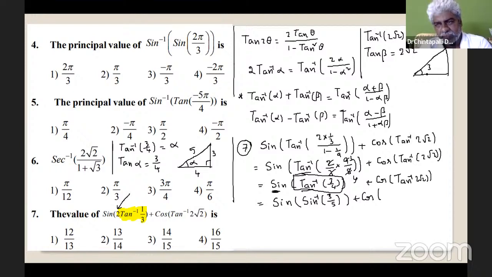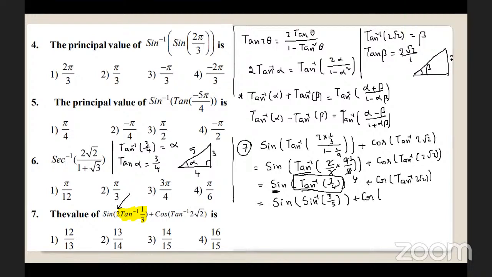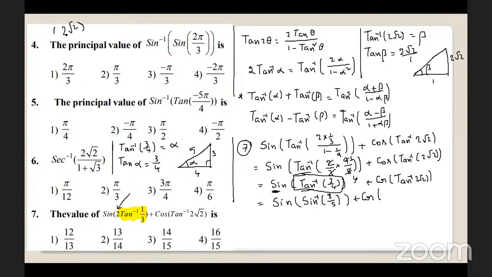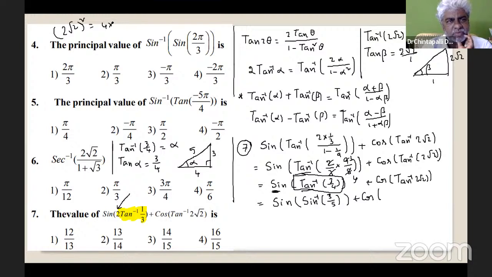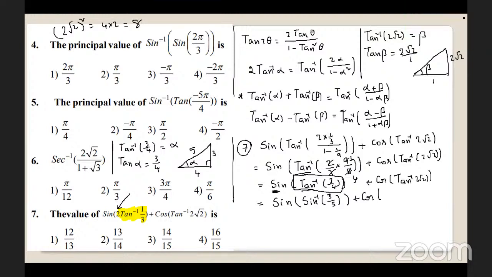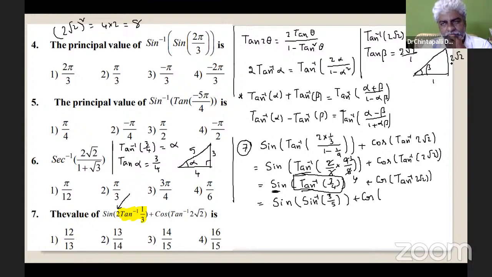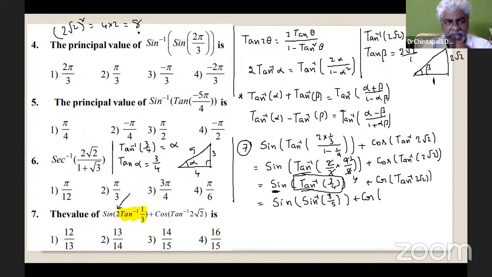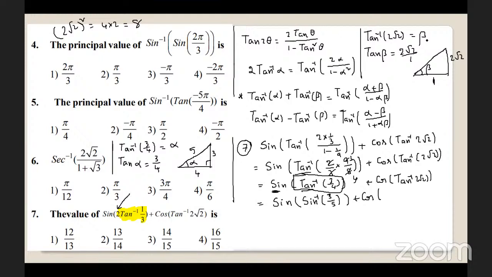It is 2 root 2 by 1. Can you tell the hypotenuse? It is the root of 2 root 2 whole square plus 1 square. 2 root 2 whole square is 2 squared times root 2 squared, that is 4 times 2, which is 8. Then 8 plus 1 is 9, so the hypotenuse is 3.